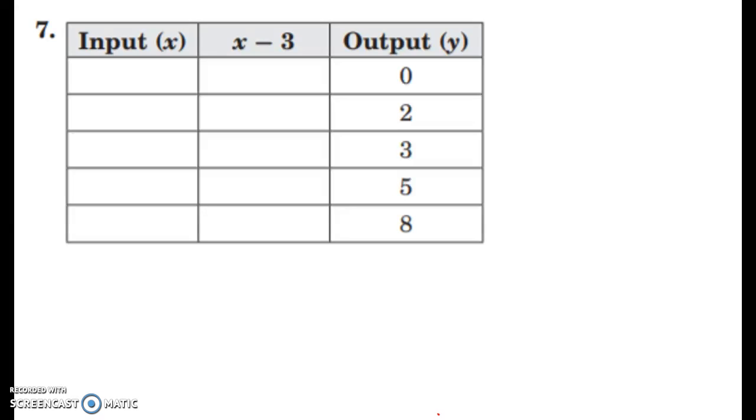Alright everyone, here we have number 7. Here is our input-output table. It looks quite lengthy. The only difference between this one and the other ones that we have seen is that it's just a little bit longer. So here we have an input of x, our expression, x minus 3, and finally our output, our y values. So we're going to start with our expression on each one of these.